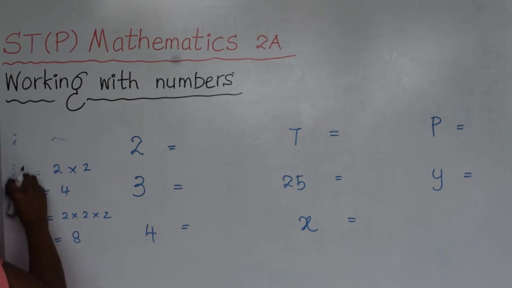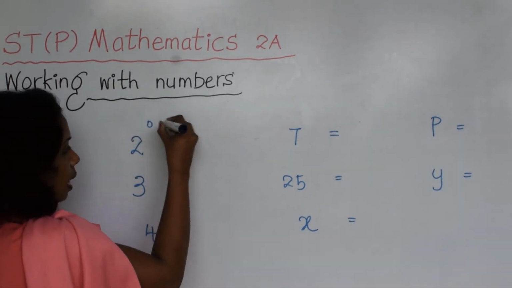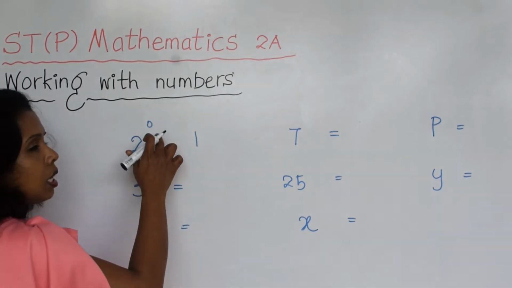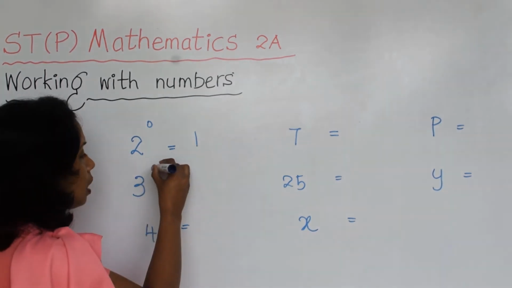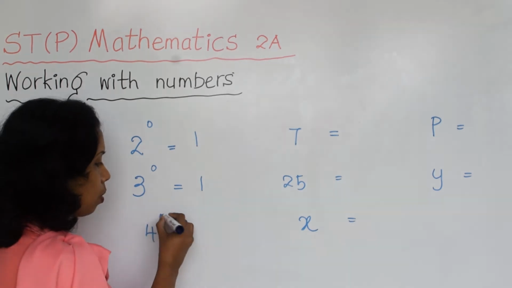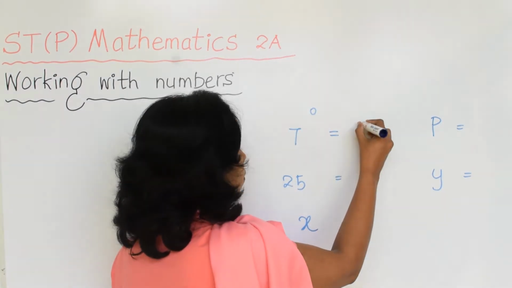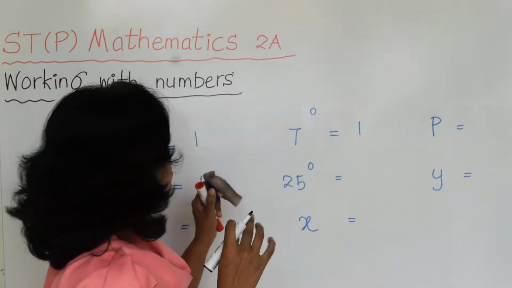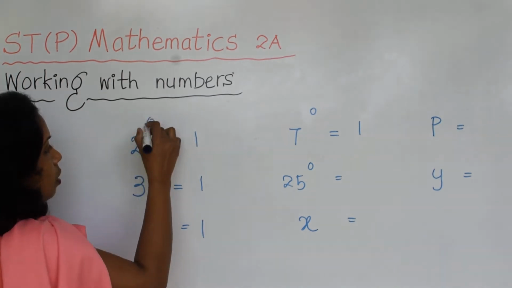But if it is 0, the value is 1, children. 2 to the power 0, value is 1. 3 to the power 0, value is 1. 4 to the power 0, value is 1. 7 to the power 0, value 1. 25 to the power 0, this is not the degree value, right? Here, I'll write it in big font, right?